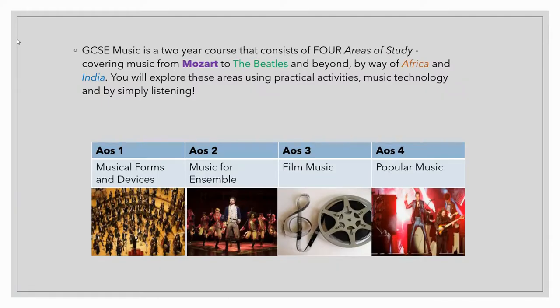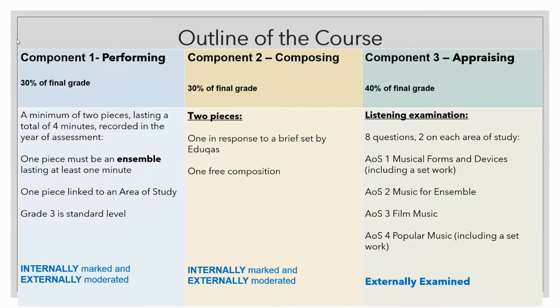So to give an example, if you are a violin player, you play classical violin, you will be linked to AOS 1, Musical Forms and Devices. If you play the drums or you're a rock singer or rock guitarist, you will probably pick a piece that will link to AOS 4, Popular Music. Finally, the grade 3 is the standard level.